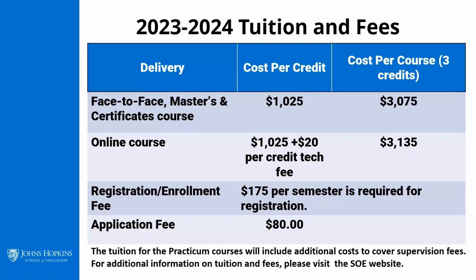The tuition for the 2023-2024 academic school year is for face-to-face courses $1,025 per credit, which is $3,075 per course. For an online course, $1,025 plus a $20 per credit technology fee, which makes it $3,135 per course. In addition, there's a registration fee for $175 per semester. And then keep in mind the application fee is $80. And for additional information on tuition and fees, please visit the SOE's website.